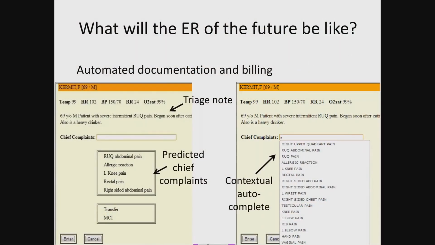The chief complaint is usually a very short two or three word quantity, like left knee pain, rectal pain, right upper quadrant, RUQ, abdominal pain. And it's just a very quick summary of why the patient came into the ER today. Despite the fact that it's so few words, it plays a huge role in the care of a patient.